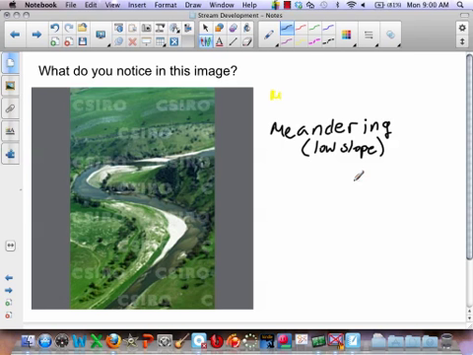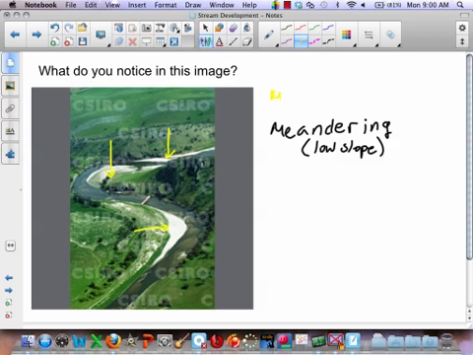Okay, what else do you notice? Go ahead, Madison. Where is the sand? On the corners. The meanders, right? Okay, so let's start using those terms. So we have sand here, and here, and here.